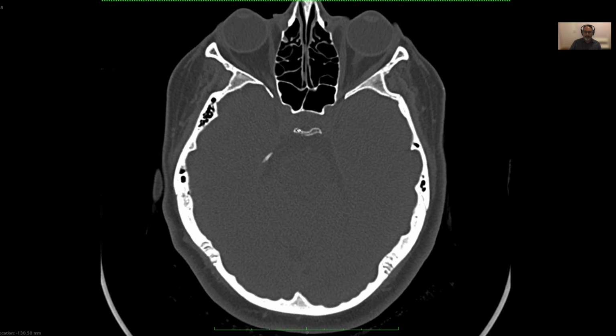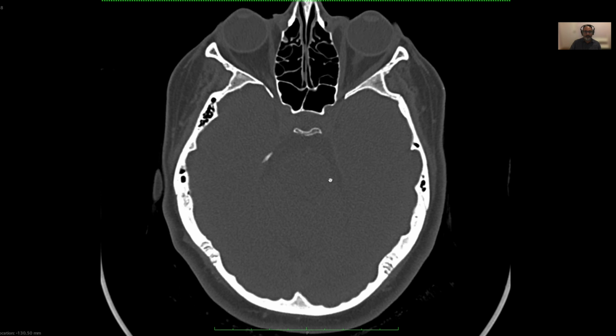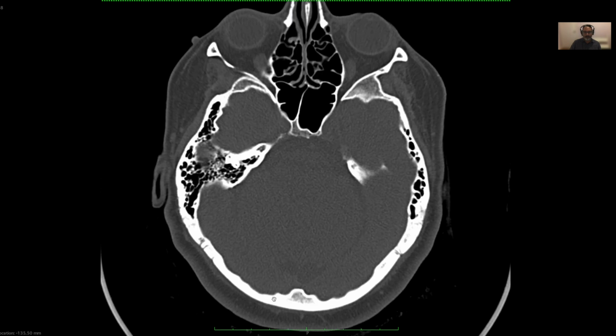And as we go further inferiorly, this is pretty much the sphenoid bone, but then you see these air cells show up. Now these air cells are in the temporal bone. So when the temporal bone comes through, the parietal bones become much smaller. So you've got occipital bones in the back, and then the temporal bone comes to the side. And here you've got the sphenoid bone.